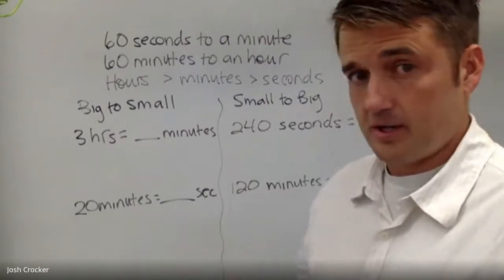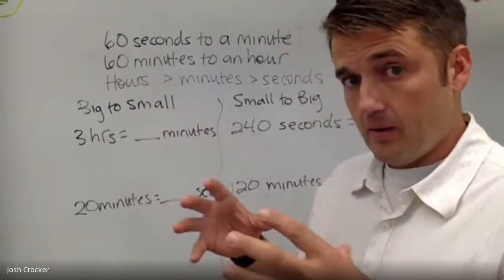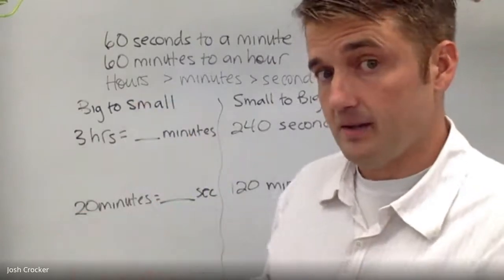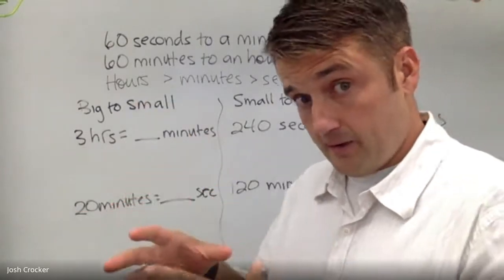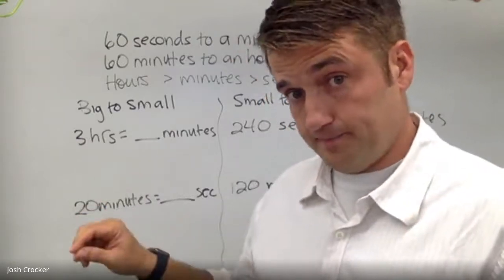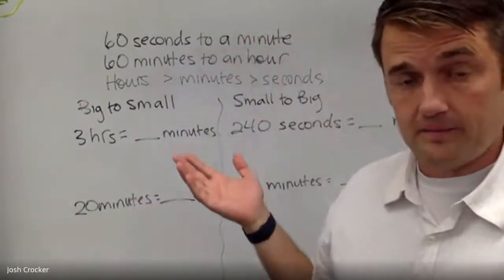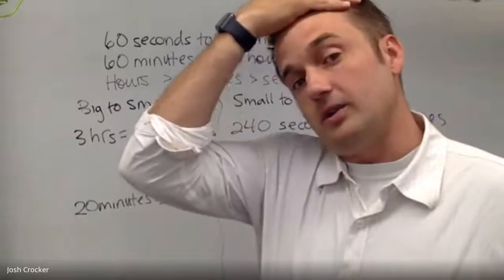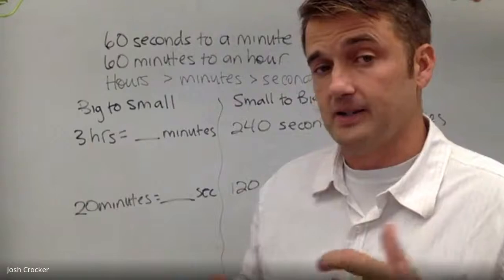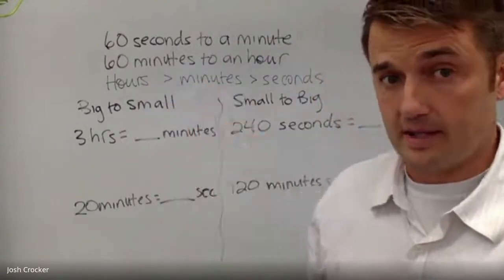Just to make sure it's clear, hours are the biggest unit. Inside of an hour, there are 60 minutes. So it takes 60 minutes to make an hour. And inside of a minute, there are 60 seconds. So it takes 60 seconds to make a minute. 60 seconds to a minute, 60 minutes to an hour. So you really just need to understand that it's 60, and that hours are bigger than minutes and minutes are bigger than seconds.